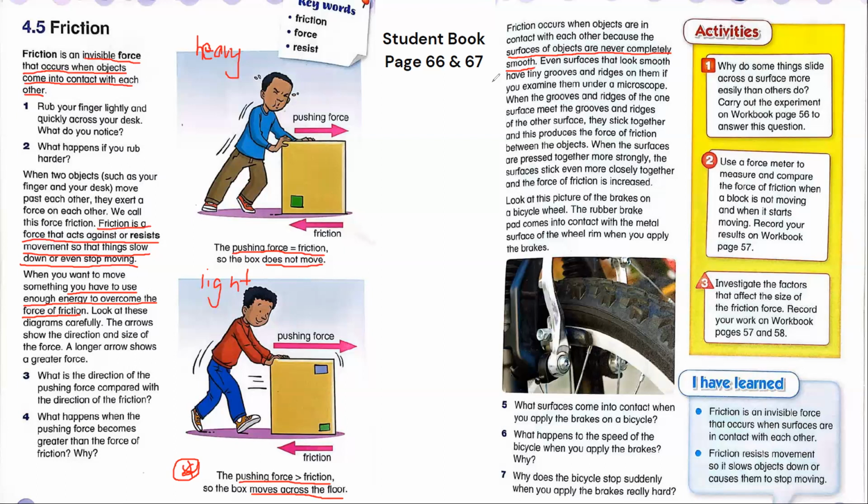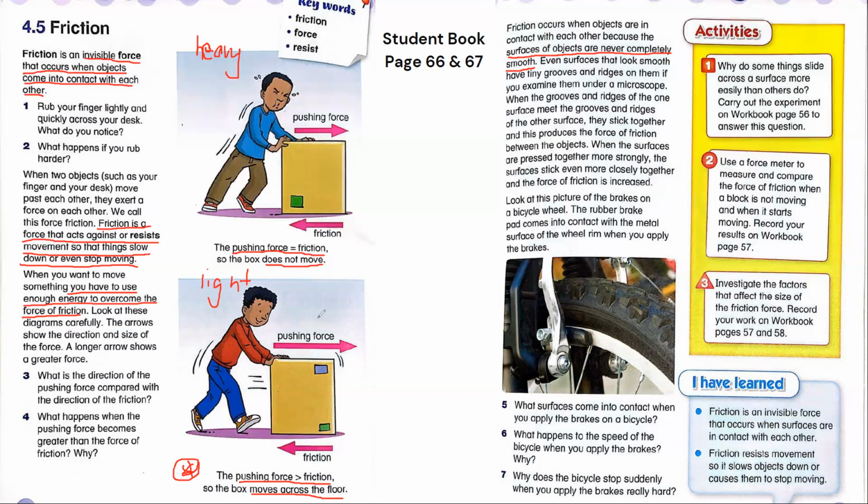Think about it this way. If you were to rub your feet against carpet, of course the carpet is somewhat rough, right? And your feet rubbing against it are two different surfaces of objects that are not precisely the same. So that's why it causes this force we call friction.